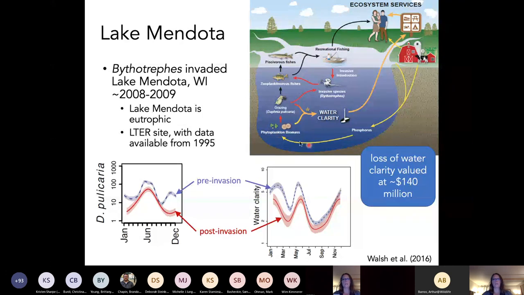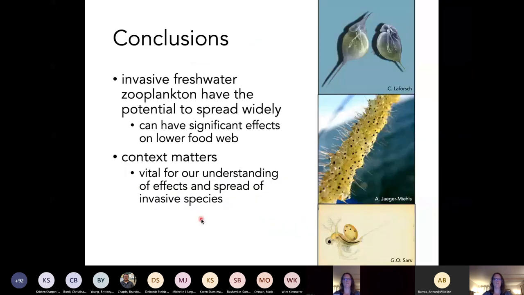million. So this illustrates a couple of things: invasive zooplankton can and do have big effects on ecosystem services in lakes, and probably lots of other systems as well. And the context dependence really matters. We see that this organism had a much bigger effect in a eutrophic system compared to an oligotrophic system.